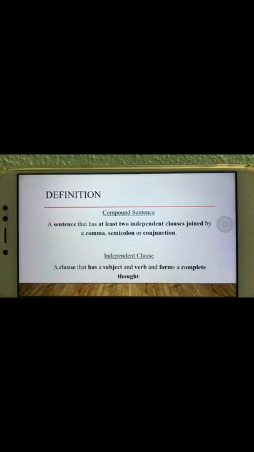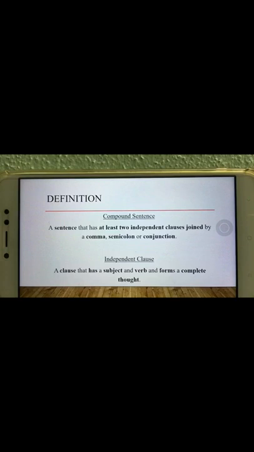A compound sentence is a sentence that has at least two independent clauses joined by a comma, semicolon, or conjunction. What is an independent clause? An independent clause is a clause that has a subject and verb and forms a complete thought. Hence, from here, we know that two independent clauses can form a compound sentence.